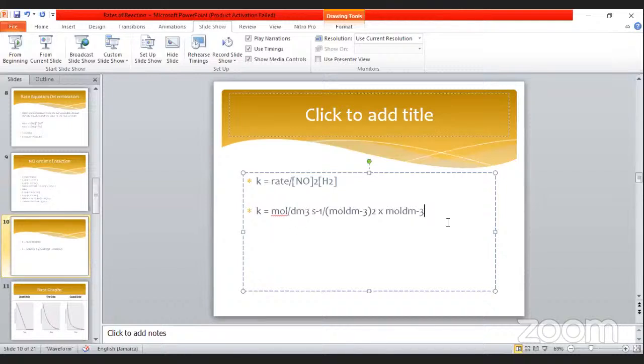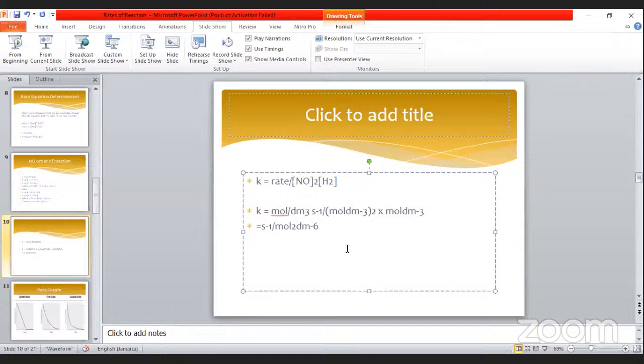So this would leave me with seconds to the minus 1 divided by mole squared dm to the minus 6.